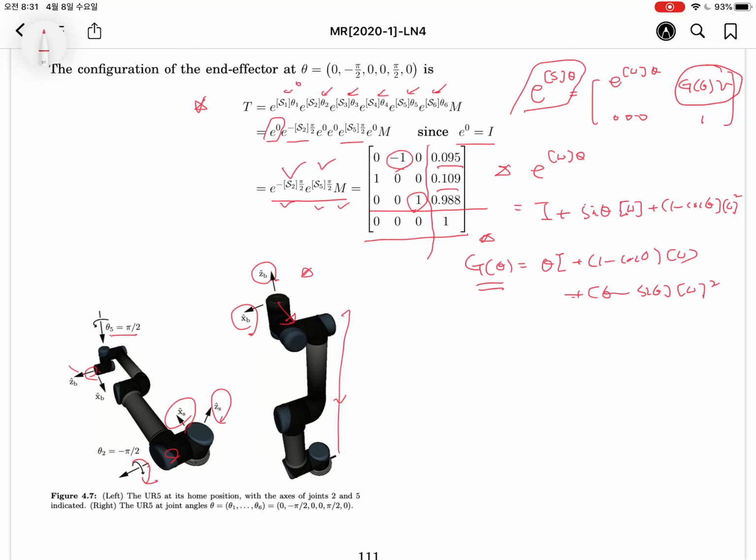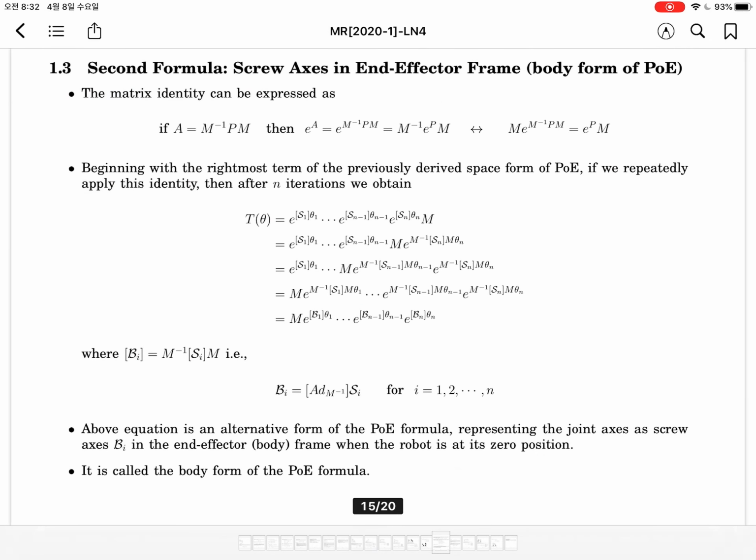And then by reading this position, we have the three displacements in terms of the base frame. Like this, we can get the posture, orientation, and position of the end effector frame. Till now, we have dealt with many kinds of examples with respect to the space form of the POE.